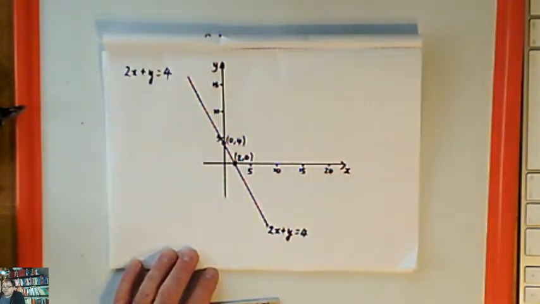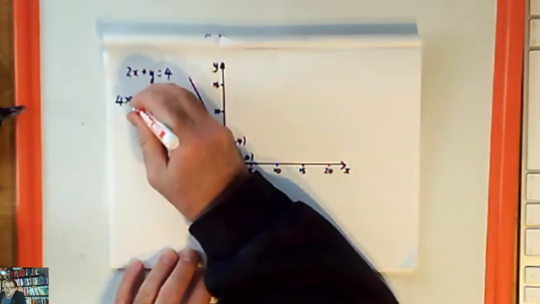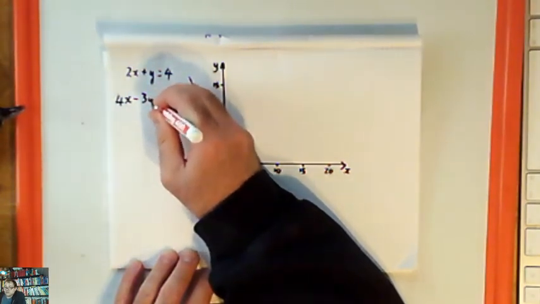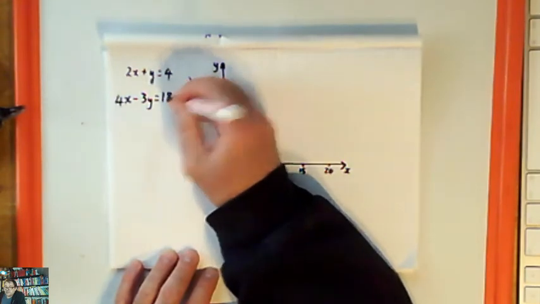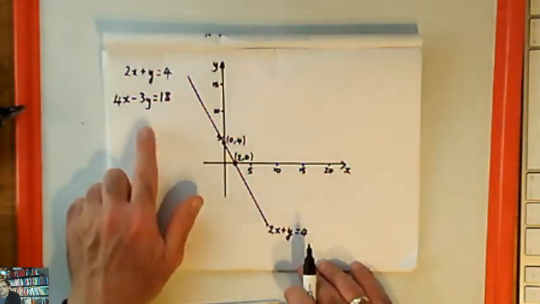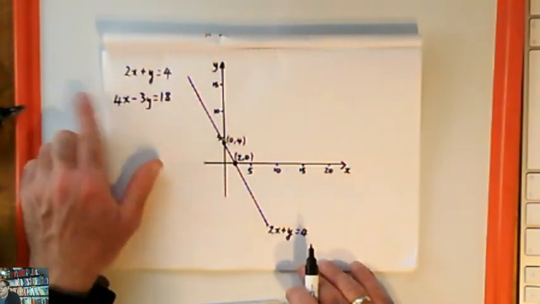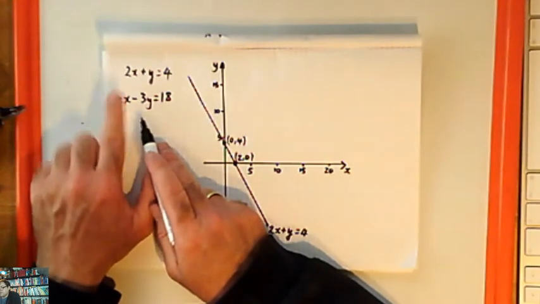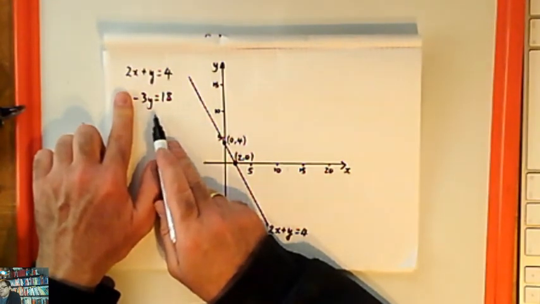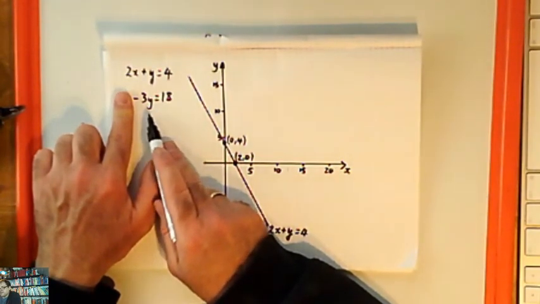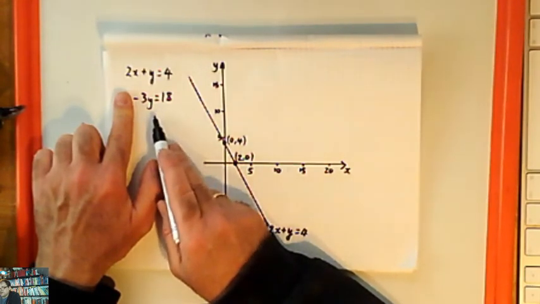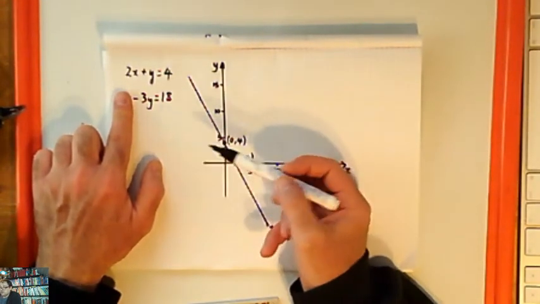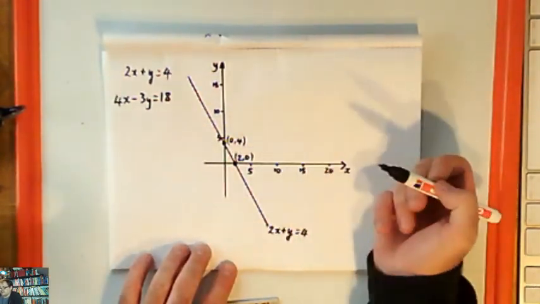Now the next one on the list was 4x minus 3y equals 18. So if x was 0, then the 4x would disappear and you'd get minus 3y is equal to 18. If you divide both sides by minus 3, you see that y would have to be minus 6 for that to balance. So when x is 0, y would have to be minus 6 to make it balance.